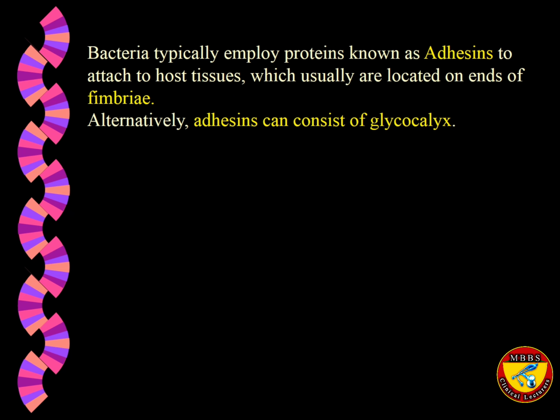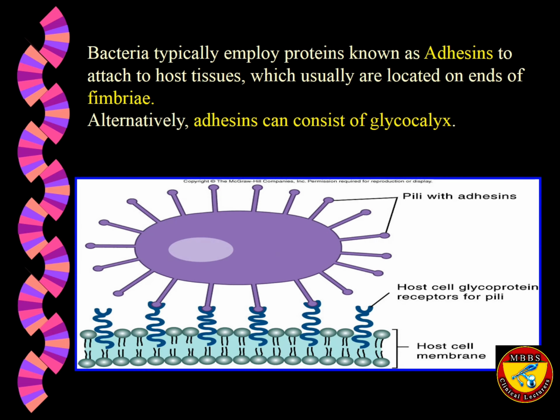And bacteria typically employ proteins called adhesins to attach to host cells, which are usually located on the ends of the fimbriae. Alternatively, these adhesins can consist of glycocalyx. These are the pili with adhesins and host cell glycoprotein receptors for pili.